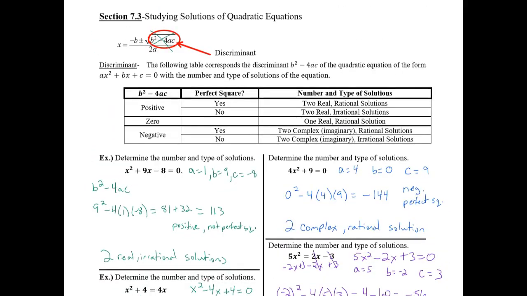So I would not try to memorize this table. I would think about what does that number do, or how does it affect that radical? So it all comes back to taking a square root. Are you taking the square root of something positive or negative or 0? And is that number a perfect square or not?